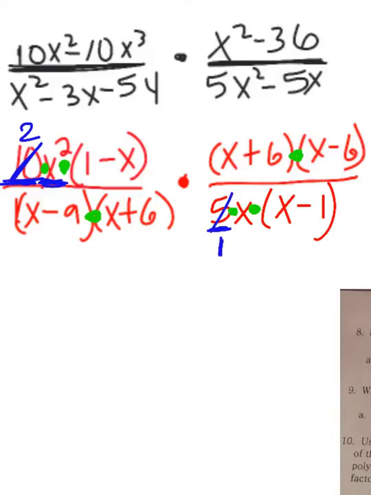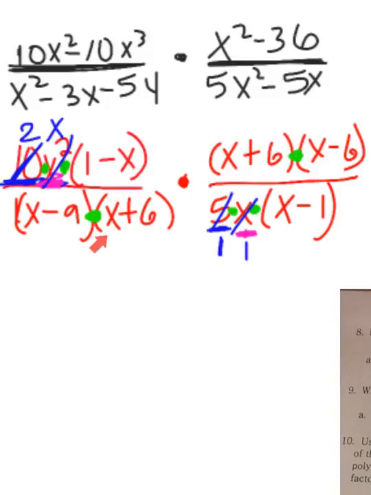I have an x squared here next. I'm looking for another x squared or an x to the third, and I notice there's an x down here. 2 x's on top, 1 x on the bottom. So one of them will reduce, and I'll be left with an x on the top and 1 on the bottom. I have next 1 minus x.